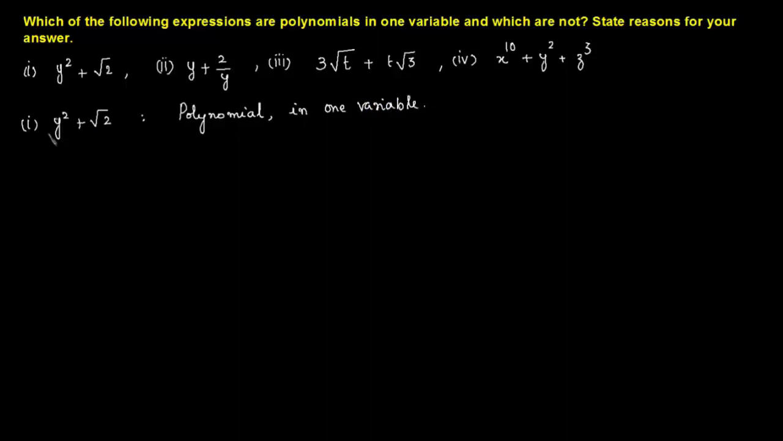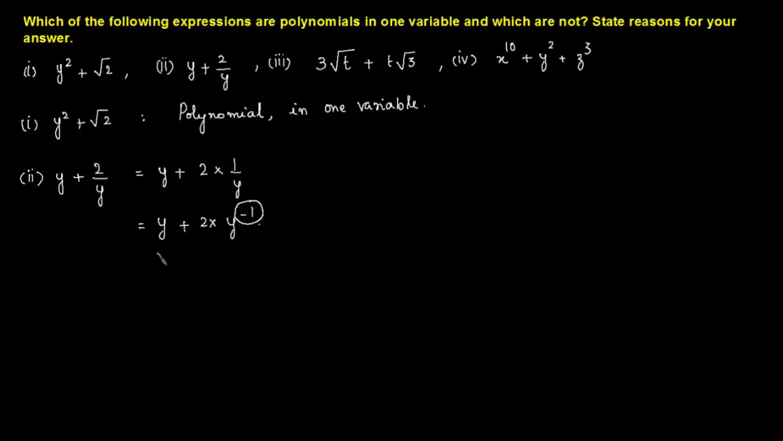And the only variable here is y. On to the second one, we have y plus 2 by y. Now this can be written as y plus 2 multiplied by 1 by y. Now this can further be written as y plus 2 multiplied by y raised to the power minus 1, because 1 by y can be written as y raised to the power minus 1. So you can see that y has been raised to a negative power.